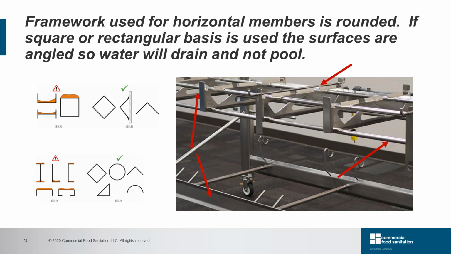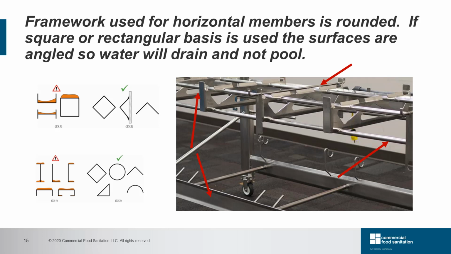This sub-principle talks about framework. Framework used for horizontal members is rounded. If square or rectangular basis is used, the surfaces are angled so water will drain and not pool. We recommend that equipment framework is constructed from solid stainless steel. Recognize that this may not always be possible on all items for reasons of strength and support.